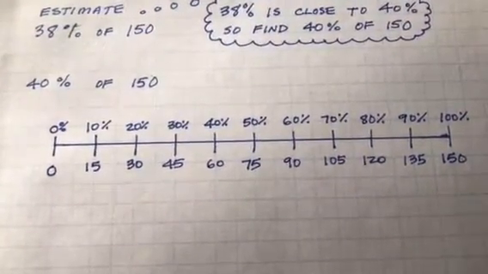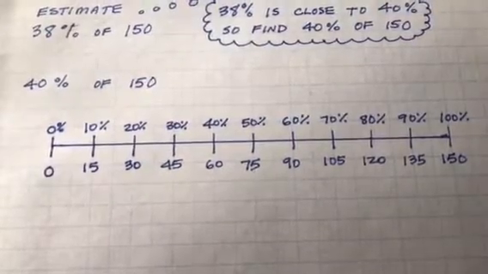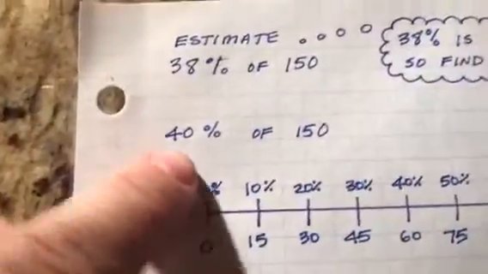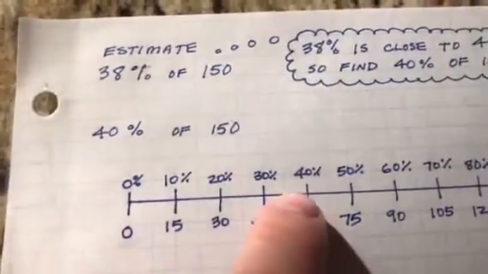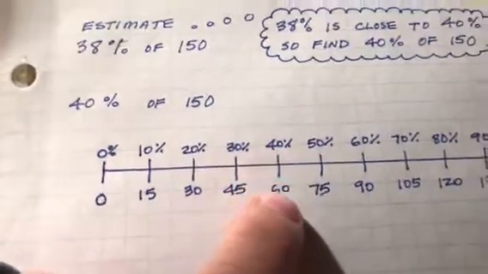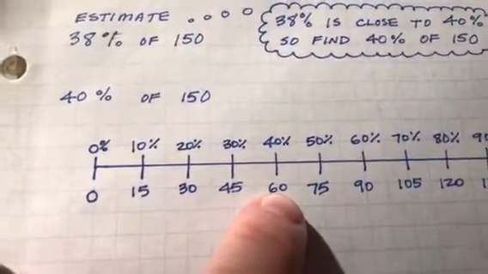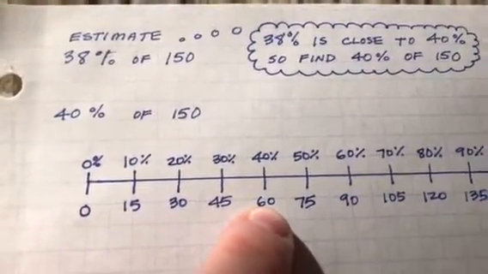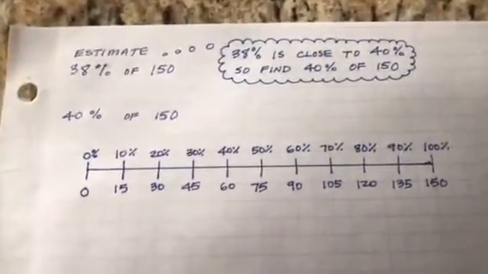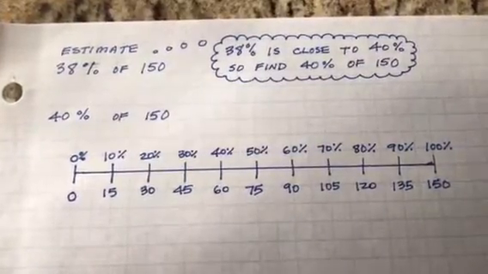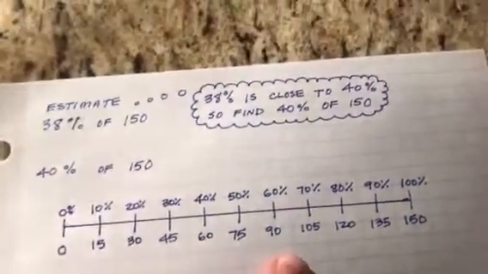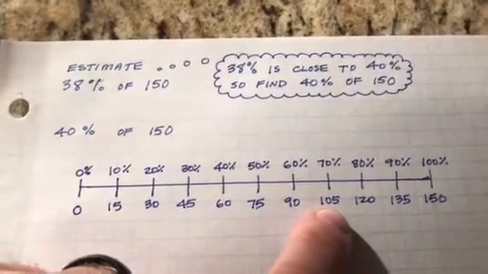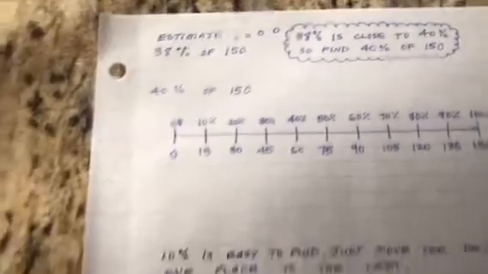Each jump is 15 on the bottom, and each jump is 10% on the top. So if I want to find 40% of 150, I can go to 40%, and I can see that 40% of 150 is 60. That's one way I can use a double number line to help me solve this. The double number line also gives me all the other values. It tells me what 60% of 150 is. It tells me what 70%, and so on and so on. So it's a valuable tool to tell me lots of different percents.